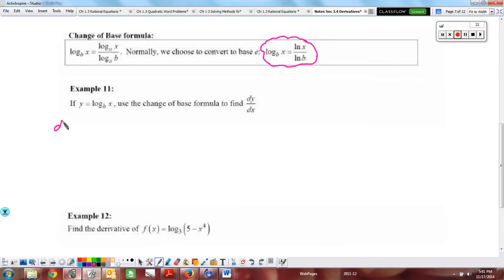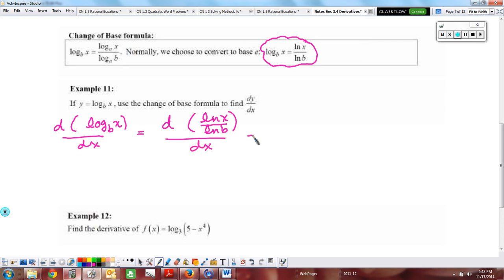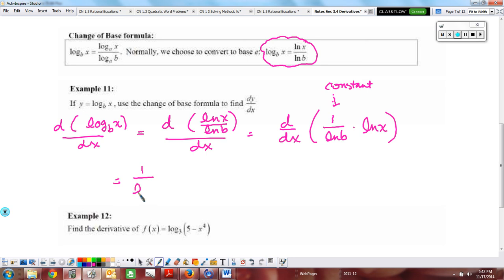All right, so we want to find the derivative of log base b of x with respect to x. So we're basically going to take the derivative of the natural log of x over the natural log of b. And what we want to remember is that in this problem, this is 1 over natural log of b times natural log of x. Now I'm splitting it like that because this is not a quotient rule problem. Natural log of this base, this is a constant. So when I have a constant here, the derivative of a constant times a function is the constant times the derivative of the function.